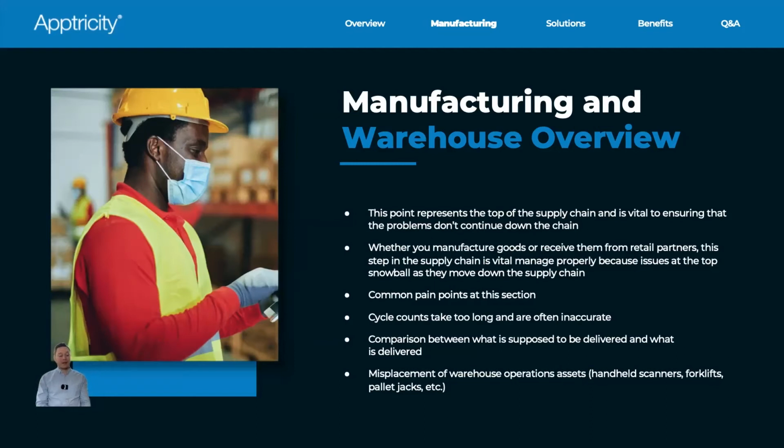Second point, comparing what is supposed to be delivered and what is really delivered. So that goes a little bit into in-transit visibility, understanding what is on each shipment. But also, if you're one of those types of businesses that's receiving things at your warehouse or your distribution center from multiple different retail partners, you're probably getting something like an advanced shipping notice to say, here's what's going to be delivered on this date.